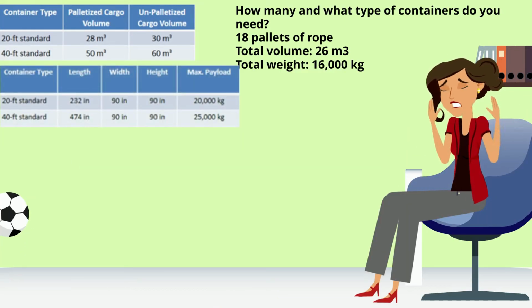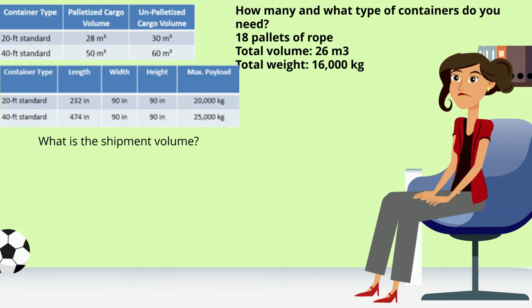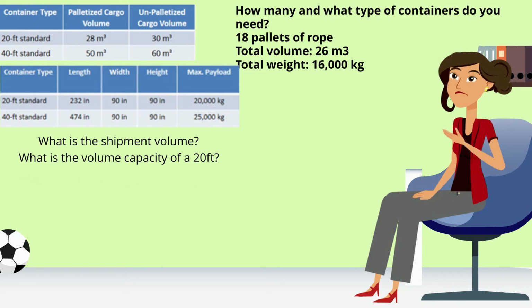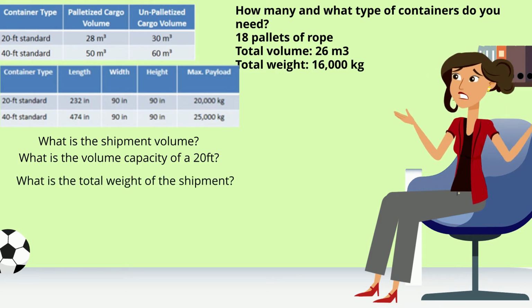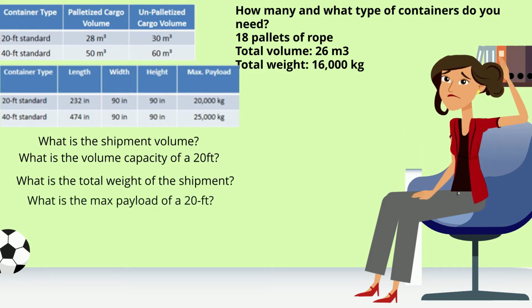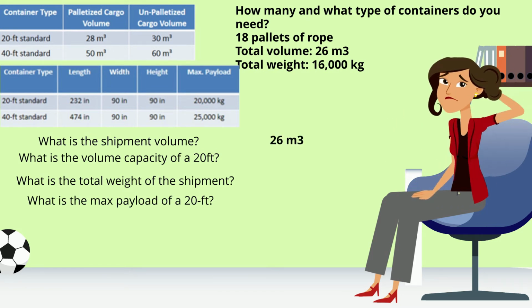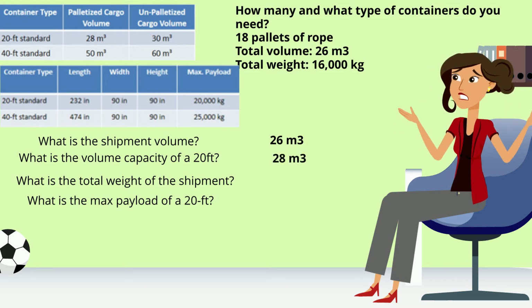Cubic meter or volume is not the only component you need to look at when you're looking at an ocean container. You also need to look at the weight of the ocean container. So in this example, you have 18 pallets of rope. Your total volume is 26 cubic meter, and your total weight is 16,000 kilos.